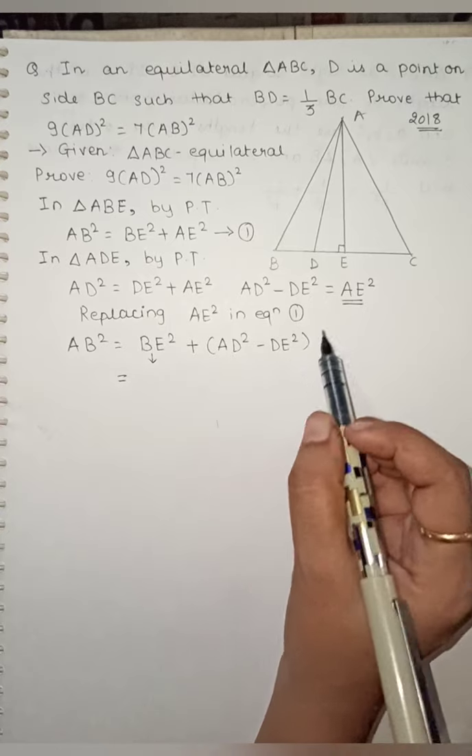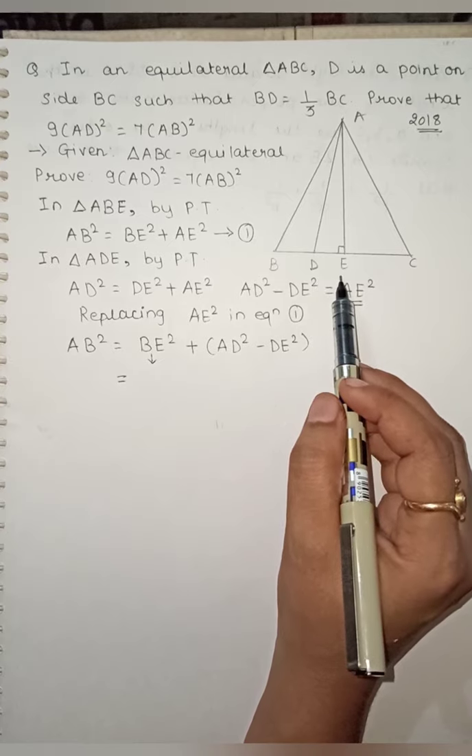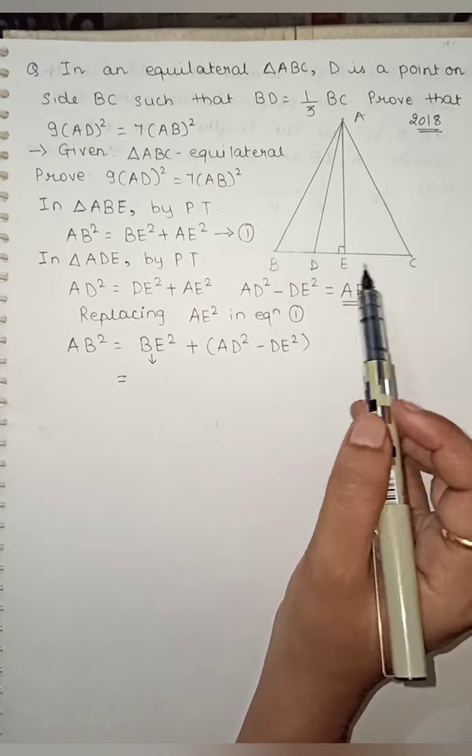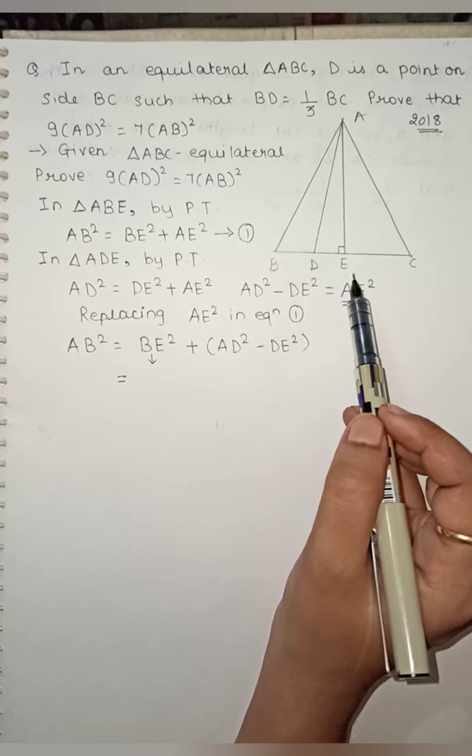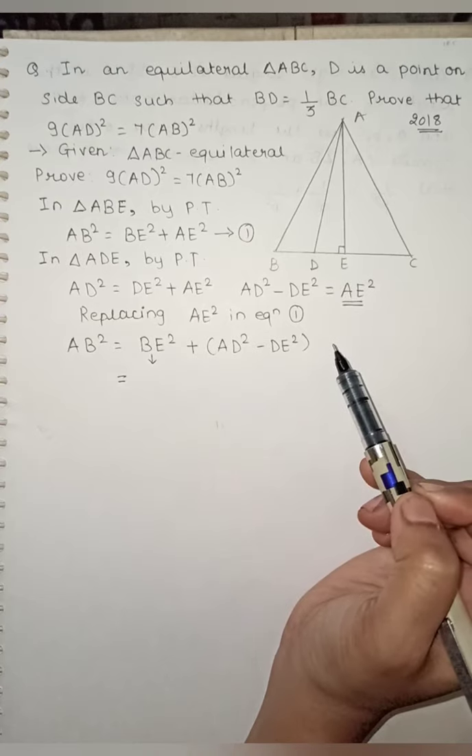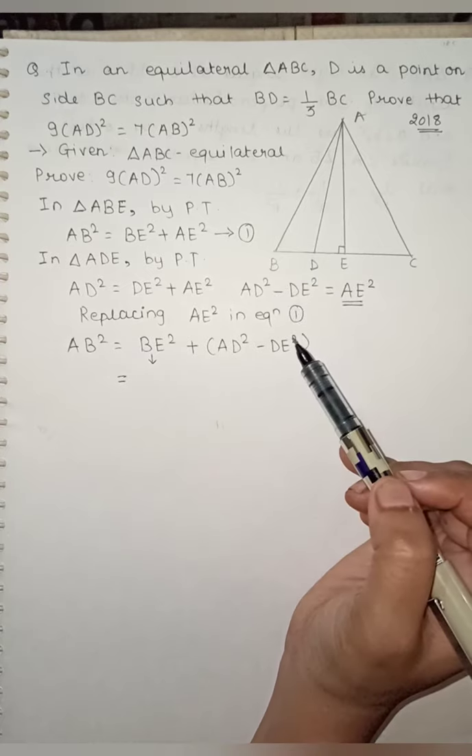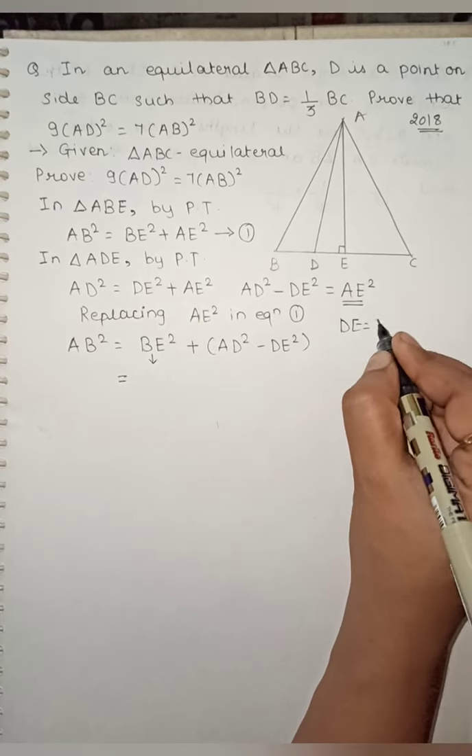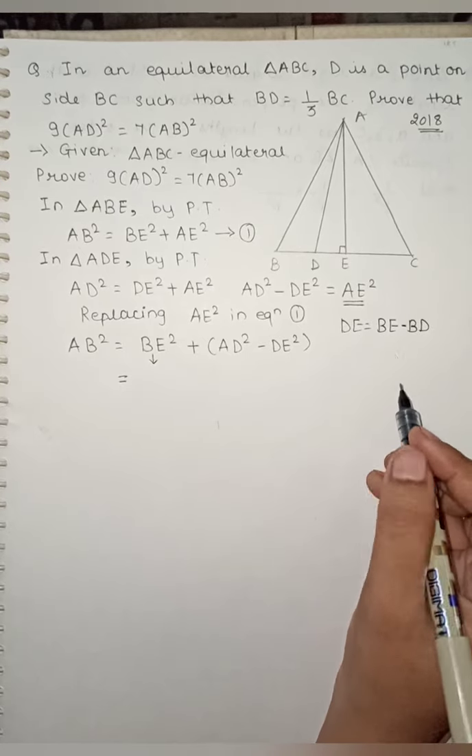What about DE? I don't know DE is what part of BC. See, they have said BD is 1/3 of BC, but you don't know whether DE is exactly 1/3 of BC also. No. So I don't know DE is what part of BC. But can I write DE as BE minus BD? Can I write DE as BE minus BD? Now why am I writing this?